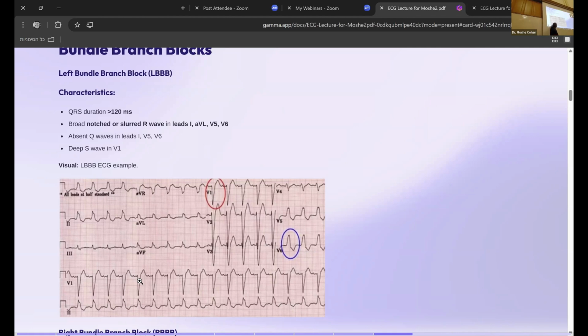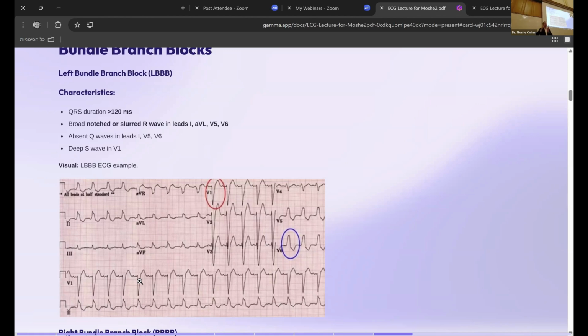From the P to the R, this interval, is it shorter than 1 square? Then it's normal, right? What about the QRS? Look at the first thing. The QRS is very prolonged. So the QRS, which you mentioned correctly, should be below 0.12, is around 0.16. The QRS is prolonged. So we start thinking about maybe we have a bundle branch block.